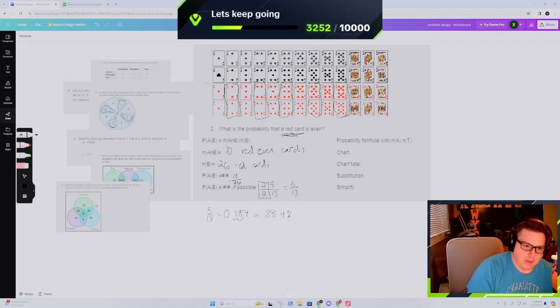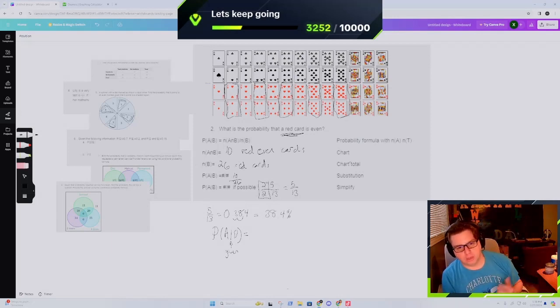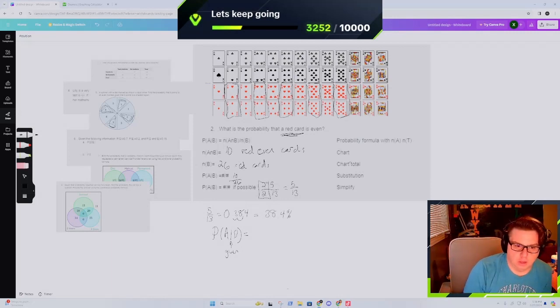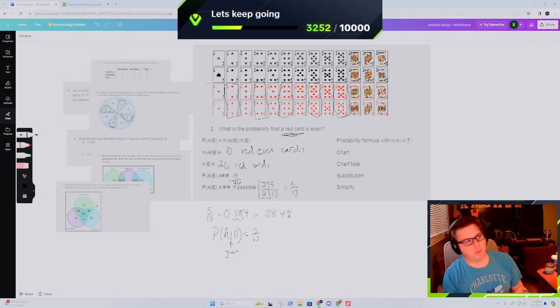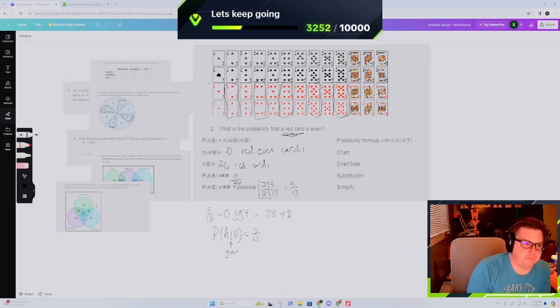So when we look at the probability of A given B, what is the probability of an even card given that it's red? That's how you want to read it. So that line is what we call given. And anytime a problem tells you given information, that's a conditional probability problem. And then we could do equals 5/13. We could say equals 0.384, equals 38.4%. All those mean the same thing. Okay, so that is our second.